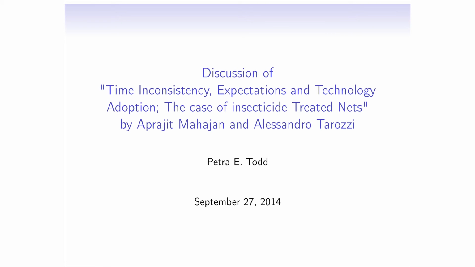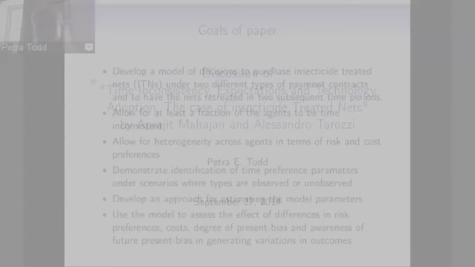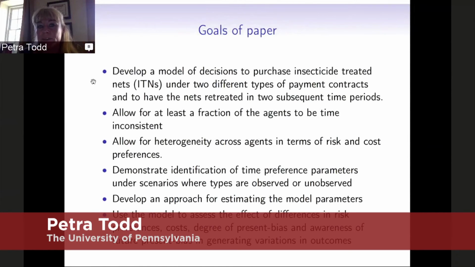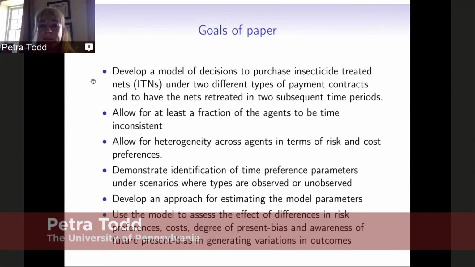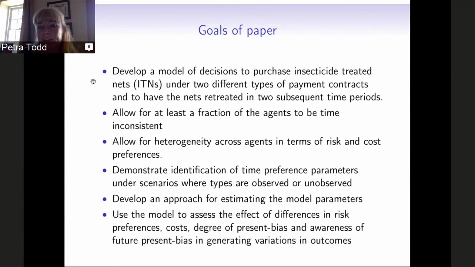The paper had multiple goals. So one was to develop a model of the decision to purchase these insecticide-treated nets, and then the decision to have the nets retreated over multiple time periods. The innovative aspect of the model was that it allowed for agents to be time inconsistent. It allowed for a lot of heterogeneity in terms of risk and cost, different risks and different costs and different preferences. A big part of the paper is devoted to demonstrating identification of the parameters under two different cases.